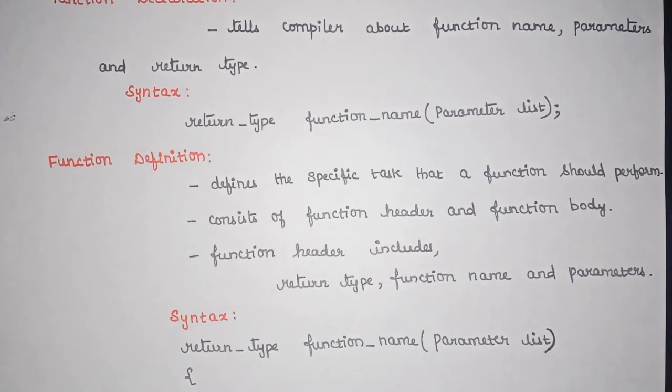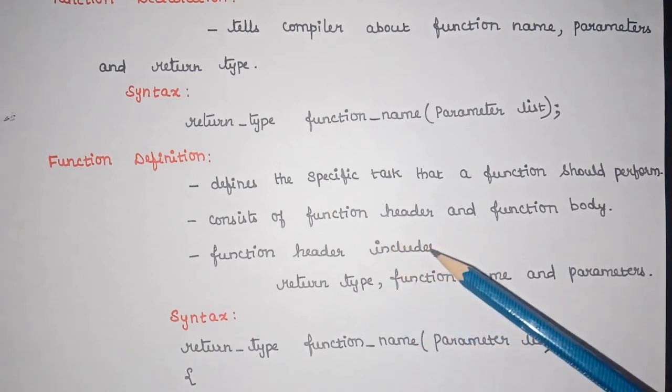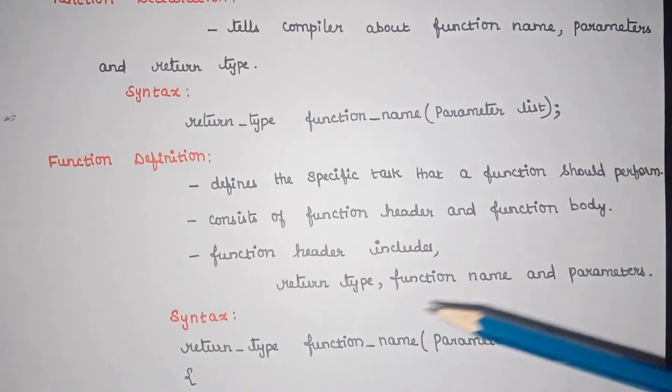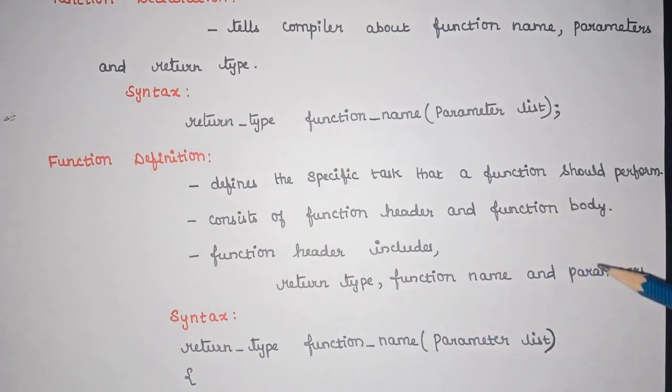This function definition consists of two parts. One is the function header and the next one is the function body. The function header includes the return type, function name, and the parameters, which is the same as the function declaration statement. The return type, the function name, and the parameters should match with the function declaration statement. So this is about the function header part.